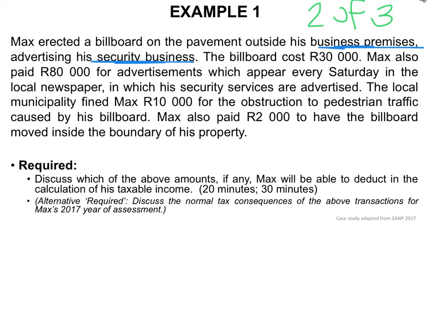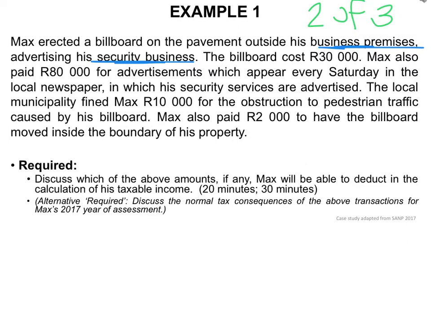The billboard cost him 30,000 Rand. He paid 80,000 Rand for advertisements that appear every Saturday in a local newspaper. So it's like a recurring expense in which his security services are advertised. The local municipality fined him 10,000 Rand because this billboard obstructed pedestrian traffic, and then he had to pay another 2,000 Rand to move the billboard from outside his boundary to within his boundary.